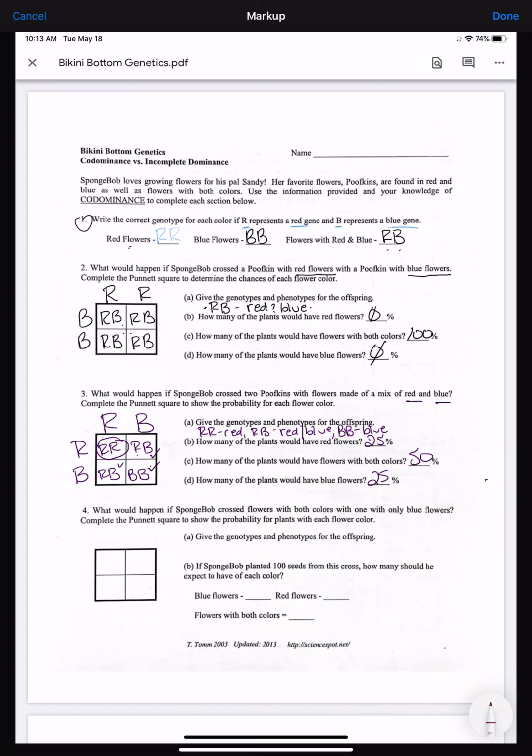All right, so number 4, what would happen if SpongeBob crossed flowers with both colors with one with only blue flowers? So both colors is R, B, and then only blue would be B. So let's fill this Punnett square in. So I have RB, which is red and blue, and I have BB, which is just blue. So if you planted 100 seeds from this cross, how many would you expect to have of each color? So I would have 50 blue, 0 red, and 50 both colors. And that's this side.